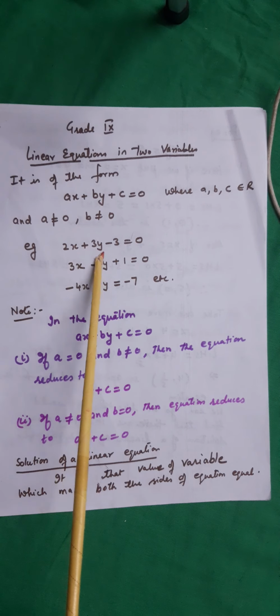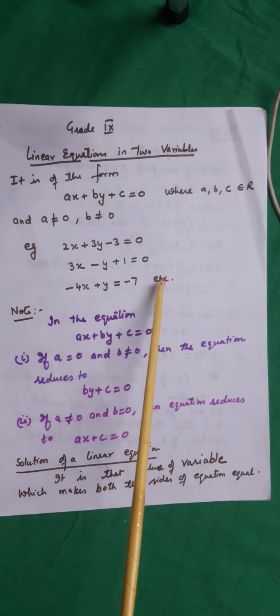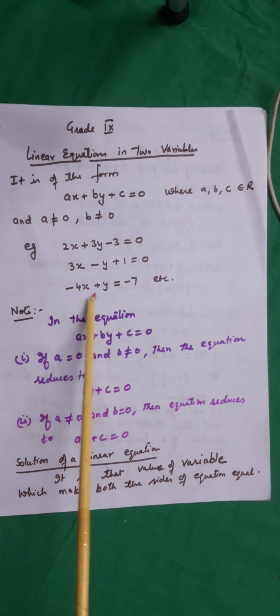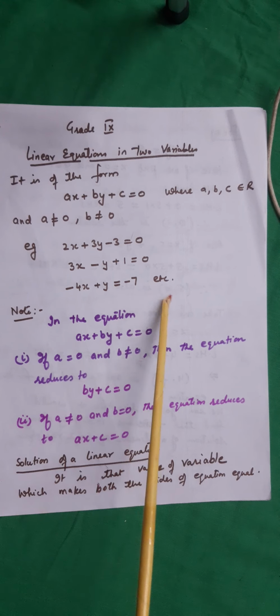Example, 2x plus 3y minus 3 is equal to 0. 3x minus y plus 1 is equal to 0. Minus 4x plus y is equal to minus 7, etc.